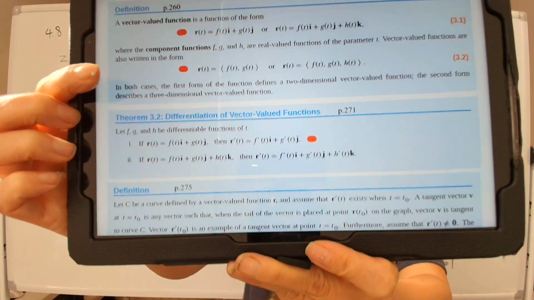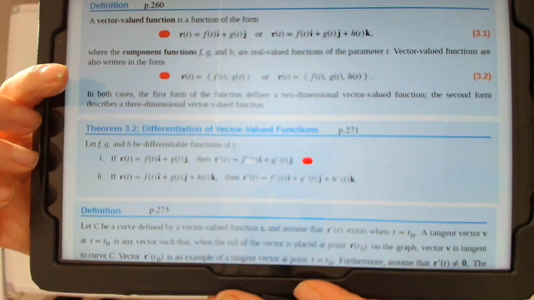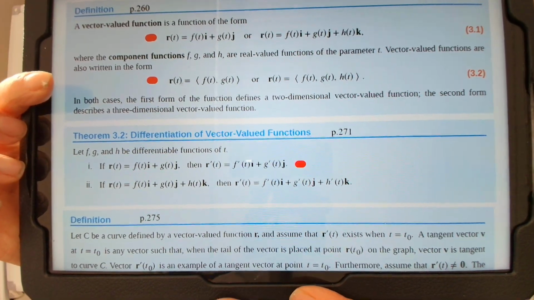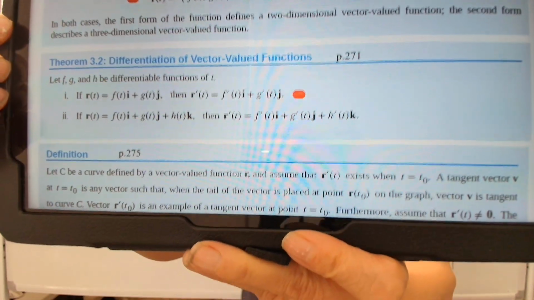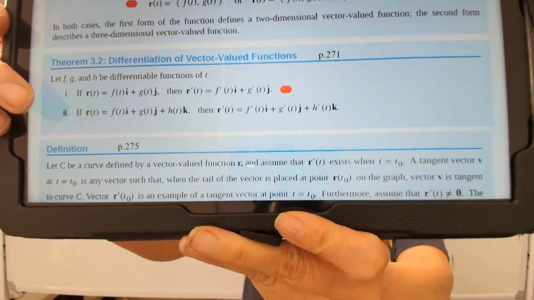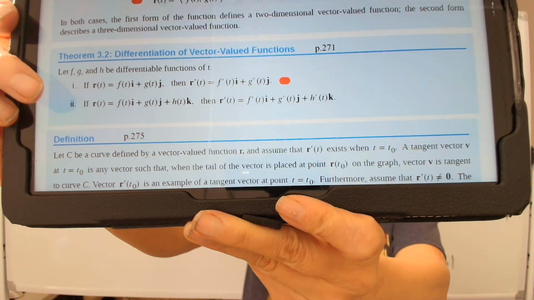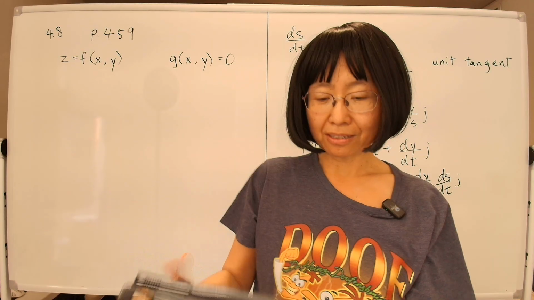Now the vector function can also be written with the bracket notation, whether it's in 2 or 3 dimensions. At least I call that a bracket. I don't know what you would want to call it, but that's another way of writing it. Next is the differentiation theorem. If r(t) is equal to that, then r prime is just the components. You take the derivative of each. That's all.